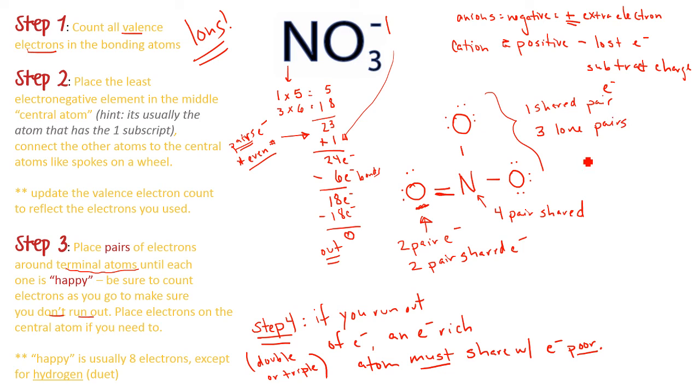that they're not sharing. So as long as every element meets this octet rule, except hydrogen, as long as the elements meet the octet rule, it doesn't matter how they do it, through sharing or through electron pairs. But we had to invoke step 4 here because the central atom wasn't happy and we had run out of electrons. So we had to give these away.